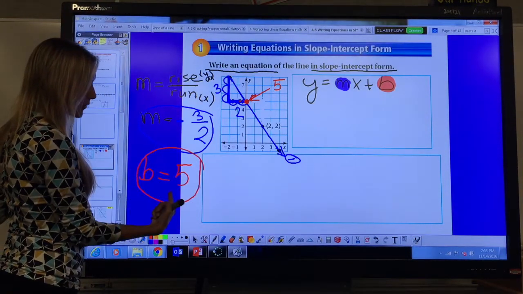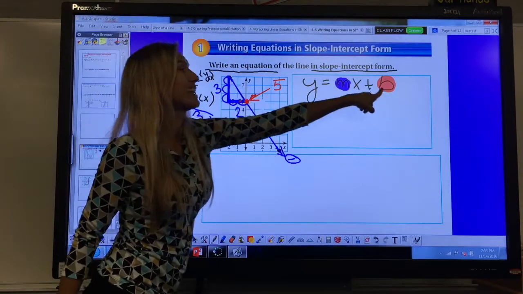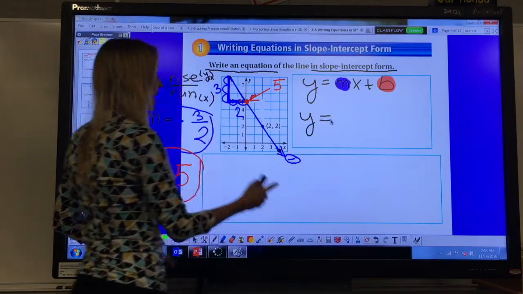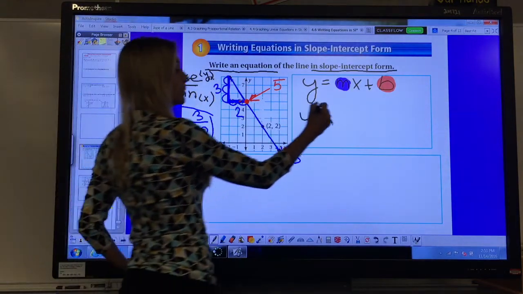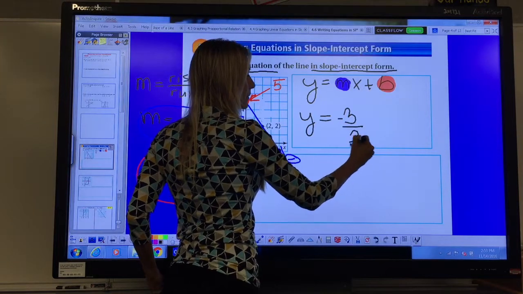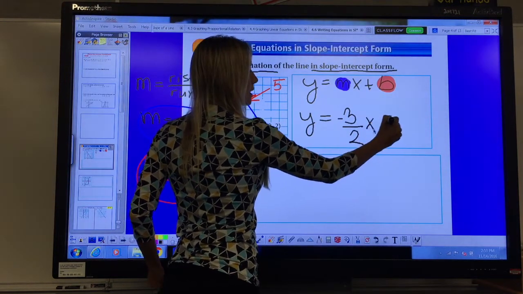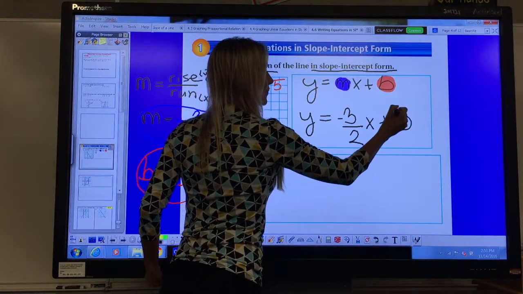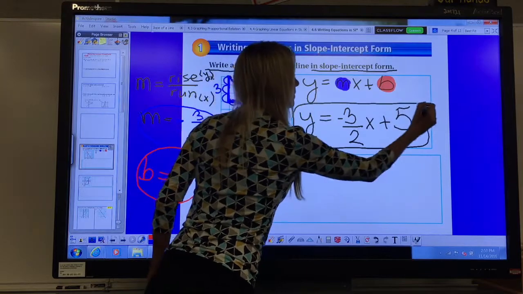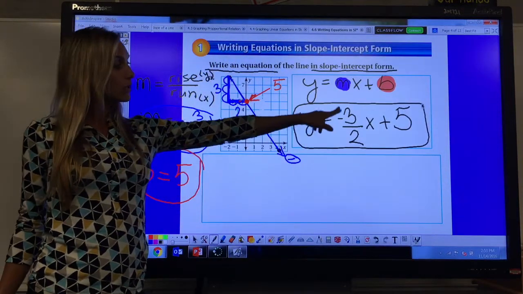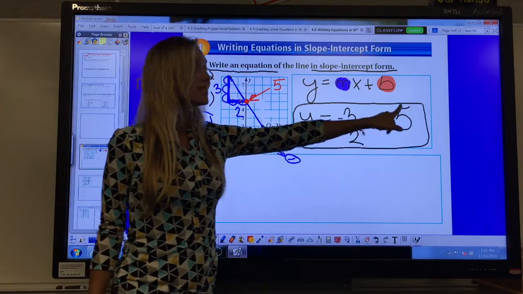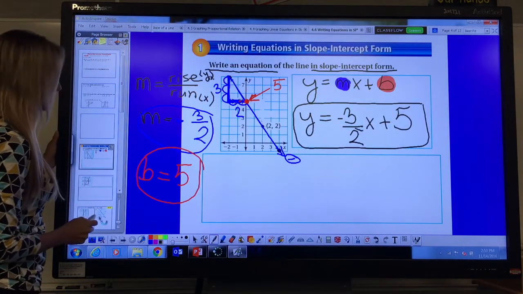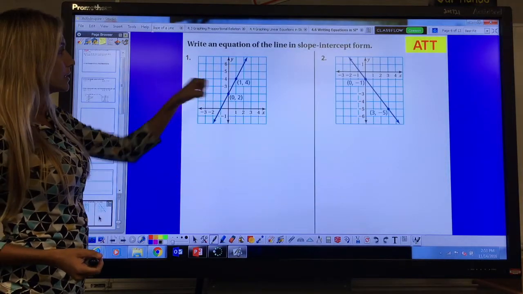I found m and I found b. I can replace m and I can replace b. So let's do that. So y equals, m is negative 3 over 2, I still have the x, plus b is 5. And here's my equation: y equals negative 3 over 2 x plus 5. Let's look at one more example just to make sure. Let's look at this example 1.